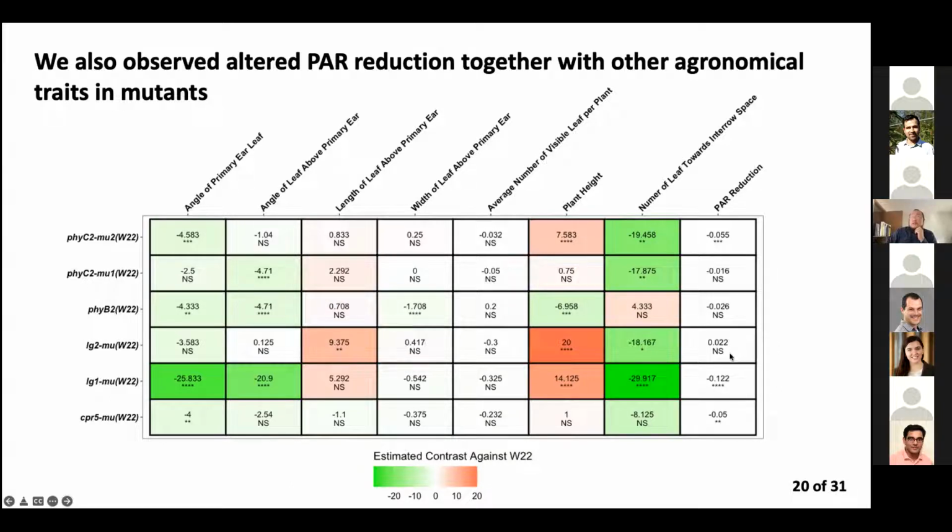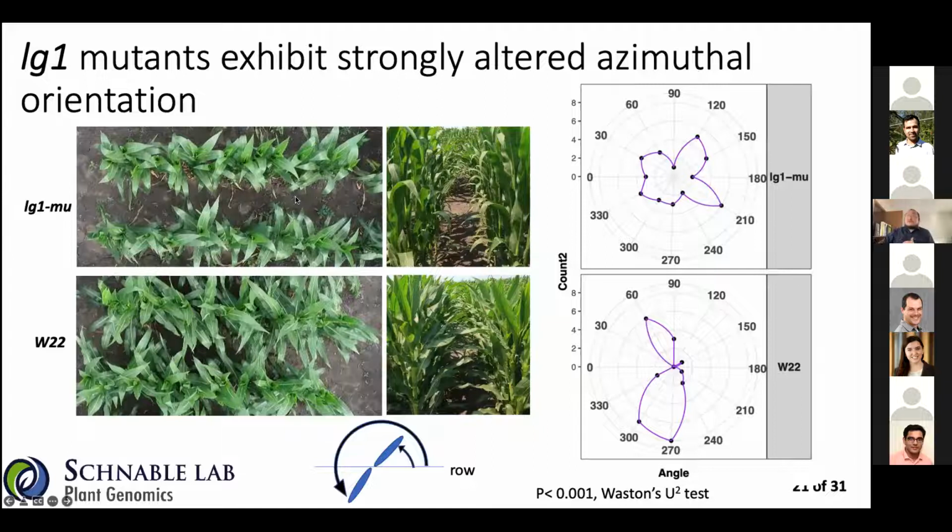Among these mutants, Liguleless 1 is the mutant that exhibits the strongest altered orientation phenotype, together with the strongest loss of PAR reduction ability. Interestingly, when we talk about azimuth orientation, we then measured the azimuth orientation of both Liguleless 1 and W22.